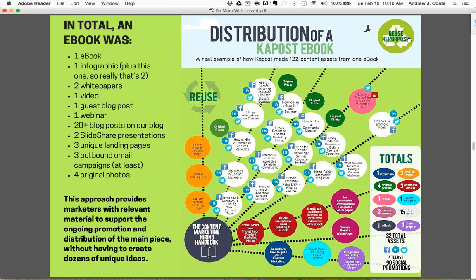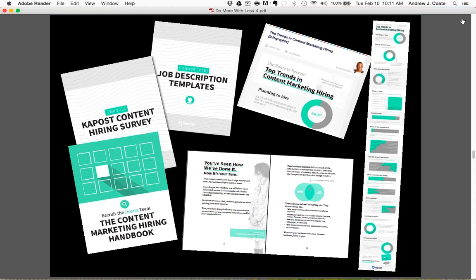From that, we were able to create all of these derivative assets. And this is just a sample. This is a graph we put together. It's probably a few months old now, and so there's actually been more. These lines that go in every single direction, they keep going. And so this is just an overview of how we started with one big idea and turned it into many smaller ideas. And so as it says in the corner, this approach provides marketers with relevant material to support the ongoing promotion and distribution of the main piece without having to create dozens of unique ideas.